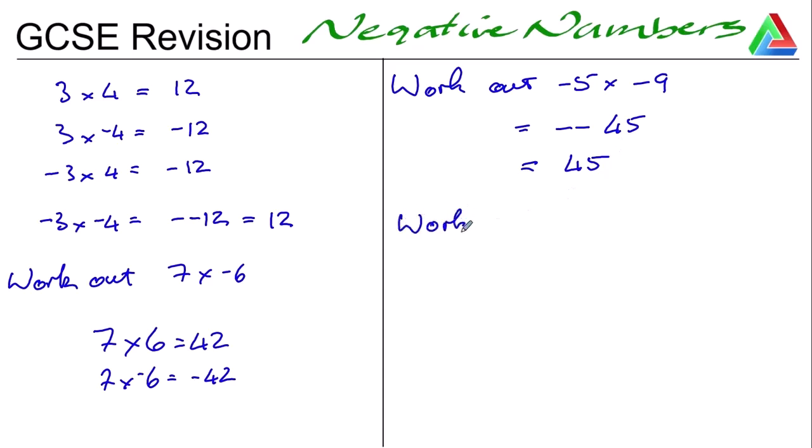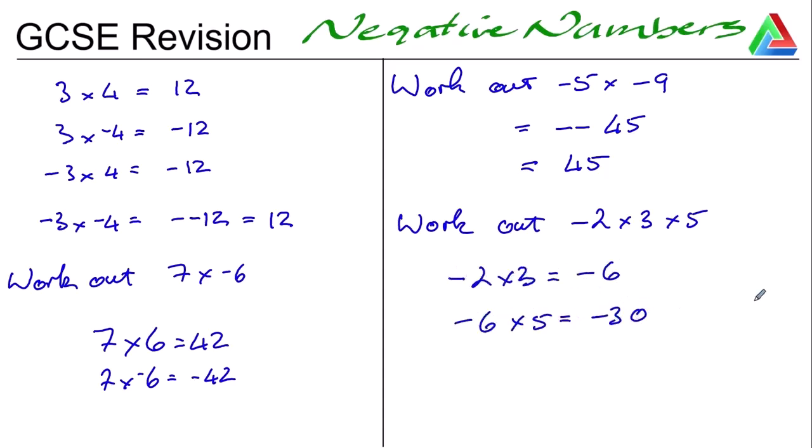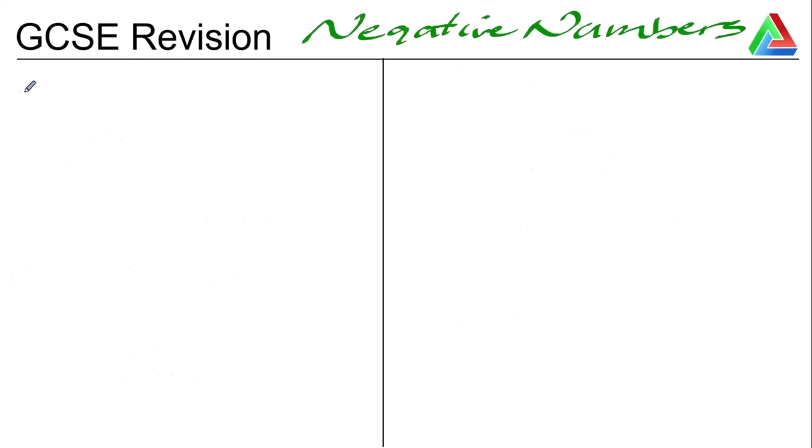And then you get something like this. Work out negative 2 times 3 times 5. So negative 2 times 3 is negative 6. Then negative 6 times 5 is negative 30. So do them in steps. Very easy peasy. And the same with division.